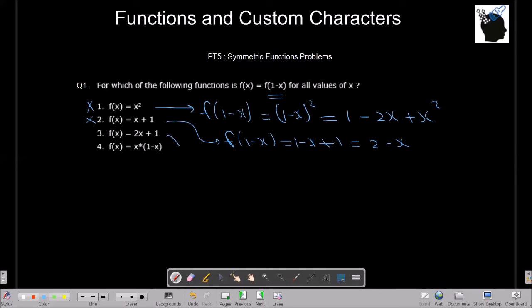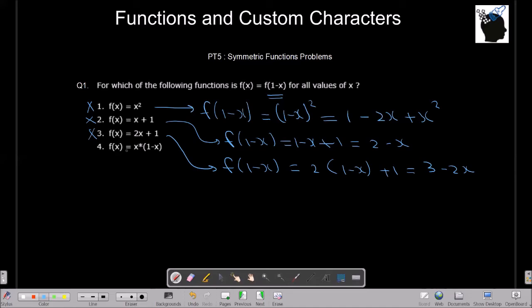Let's try the third one. F of 1 minus x is equal to 2 times 1 minus x plus 1, which is 2 minus 2x plus 1. So 3 minus 2x. So 2x plus 1 definitely is not equal to 3 minus 2x for all values of x. So this is also not true.